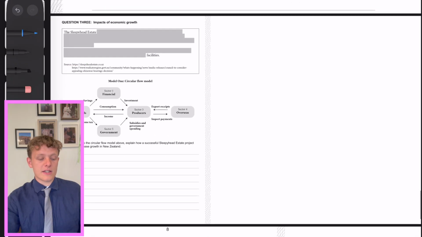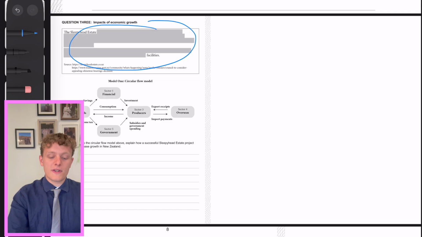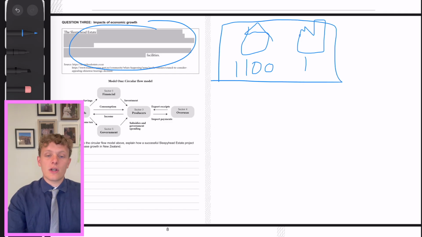Okay, let's have a look at the last question, Sleepyhead Estate. So basically in this example, they're building a new town and a new factory, and the new town has one big factory, and it has 1,100 homes being built. So there's the construction and then actually the use of those facilities and the use of that factory. And we're going to talk about the circular flow diagram.